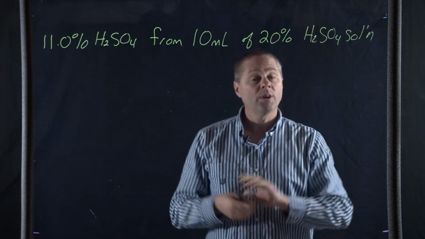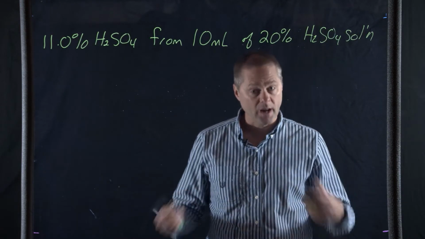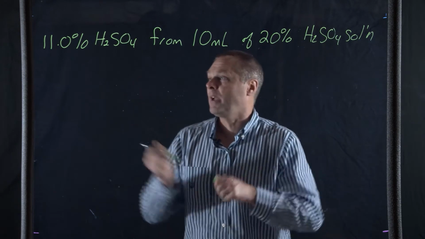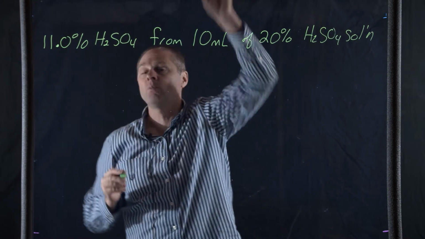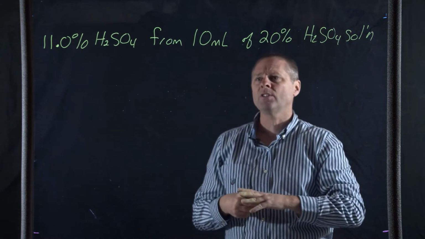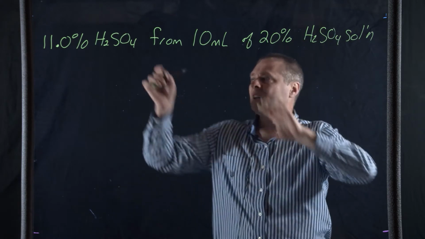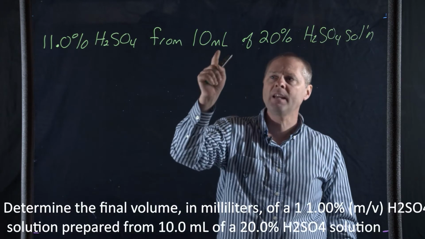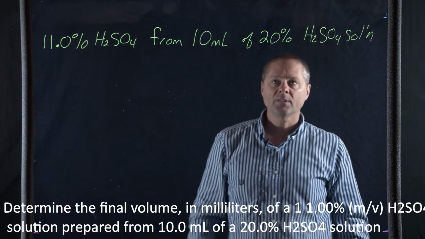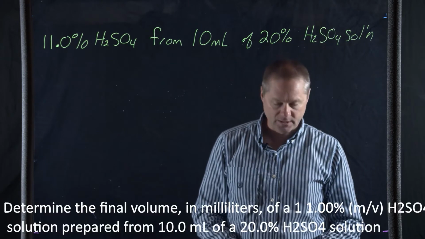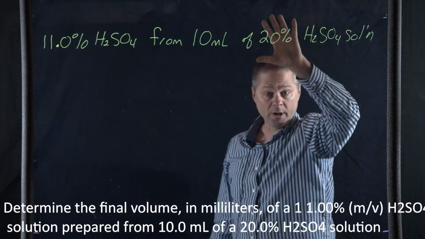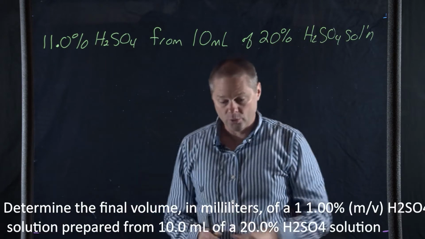All right, we're going to continue doing problems that have to deal with concentrations of solutions. In this case, what we want to do is generate an 11% sulfuric acid solution from 10 milliliters of a 20% sulfuric acid solution. So obviously, in order to make an 11% from a 20%, we're going to have to do a dilution.